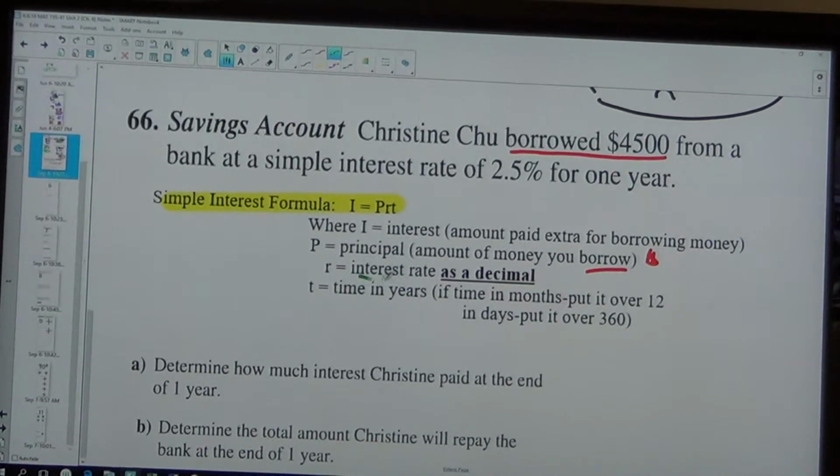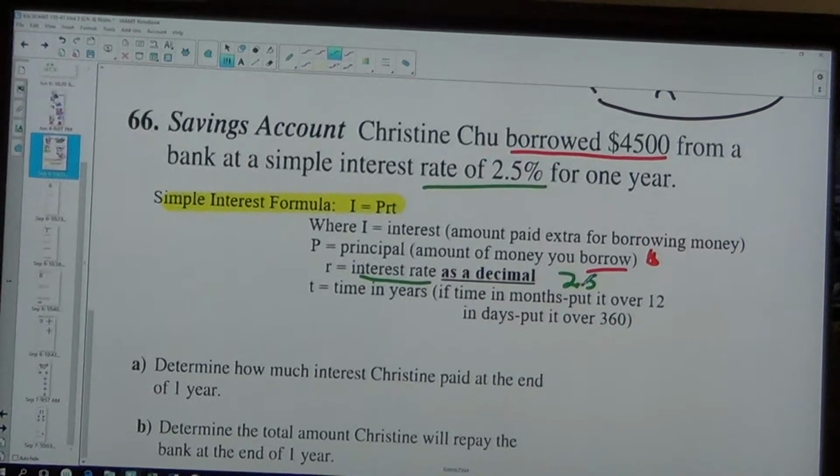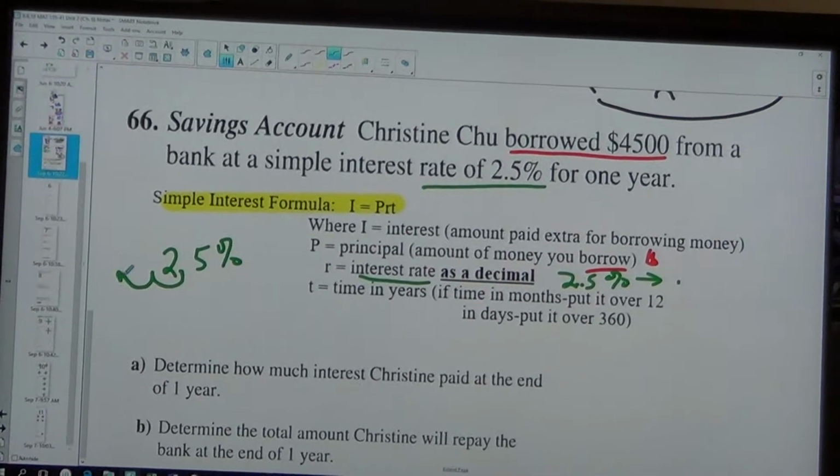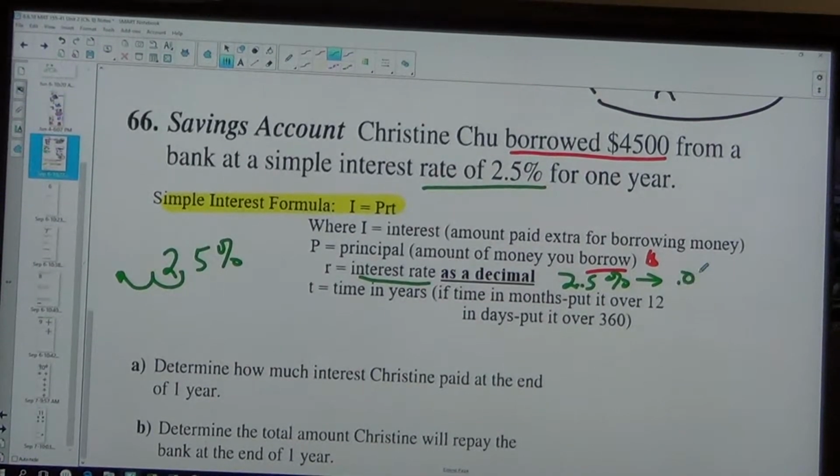R is your interest rate, but that interest rate we have to change to a decimal. So if our interest rate is 2.5%, what is that going to be as a decimal? 0.025. So we never use the percentage, we always move the decimal 2 times.